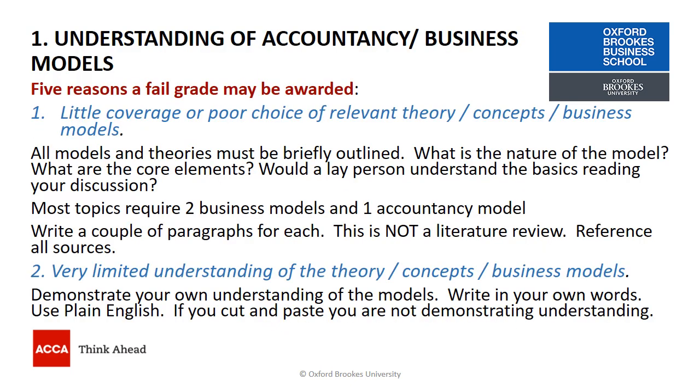Professional and technical skills 1 is understanding of accountancy and business models, and there are 5 reasons a fail grade may be awarded. Firstly, little coverage or poor choice of relevant theories, concepts and business models. Have a look at the information pack for the table that gives you clues on what is a good choice of theory or models. Once you've chosen your theory or models, all theories must be briefly outlined.